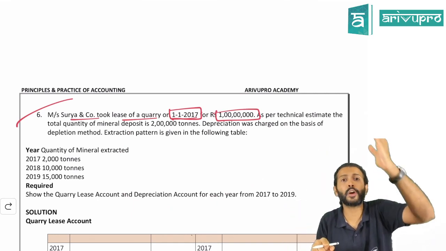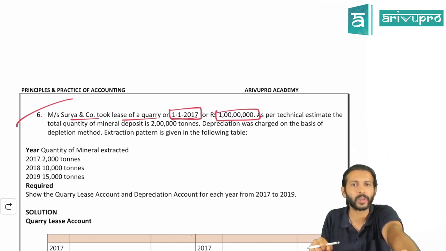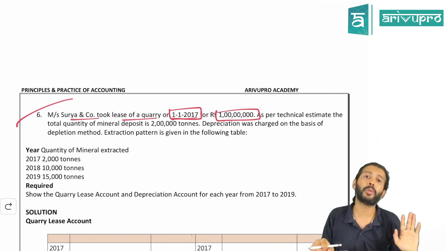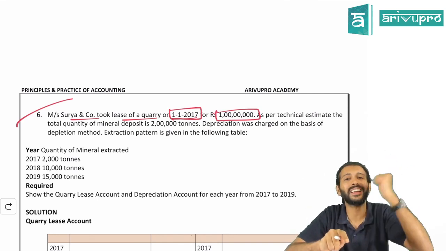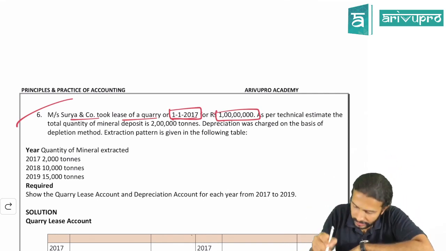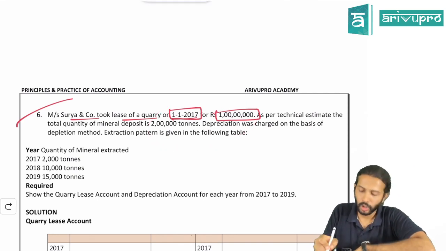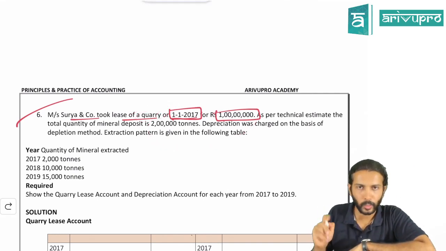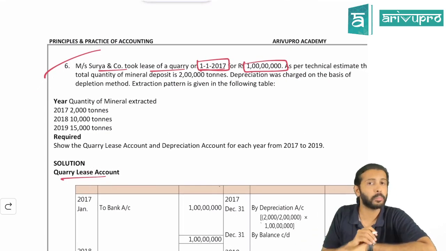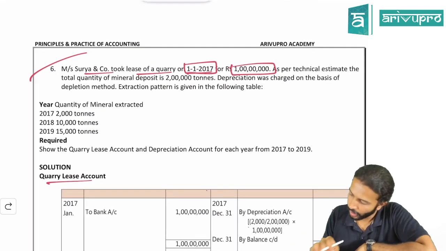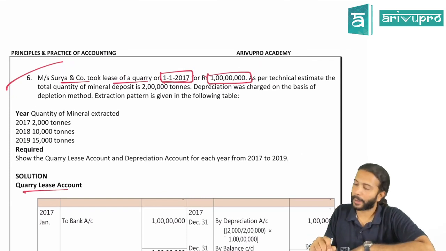I told you if you have taken an asset on lease, that the lease also can become your asset, or you can show it as an asset in your books because you are getting a benefit from it. That is the funda here. Though you have taken a quarry on lease for 1 crore rupees, you can still show that quarry as an asset in your books. Yes, it becomes your capital expenditure.